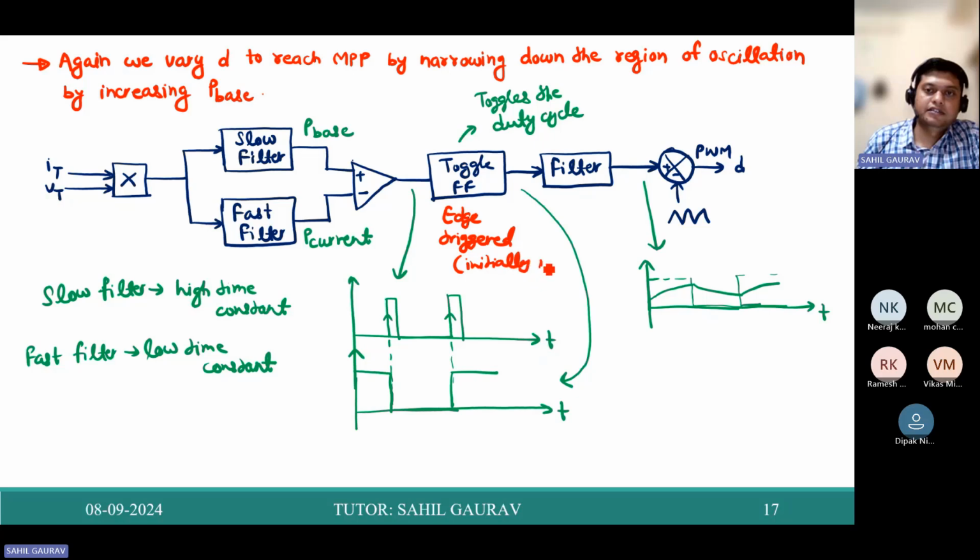Initially it is 0. Sorry, it is 1. So upon getting this sharp edge, it will go down to 0, and again after getting such a P base, it will come back. Again you will get a similar type of output for the op-amp, so it will vary again and go to 1. The purpose of this toggle flip flop is that it toggles the duty cycle.